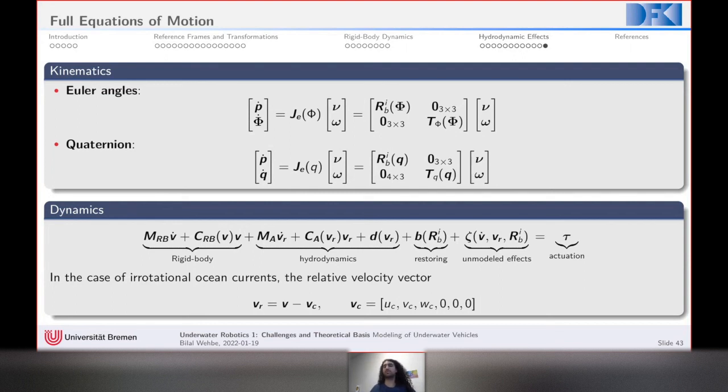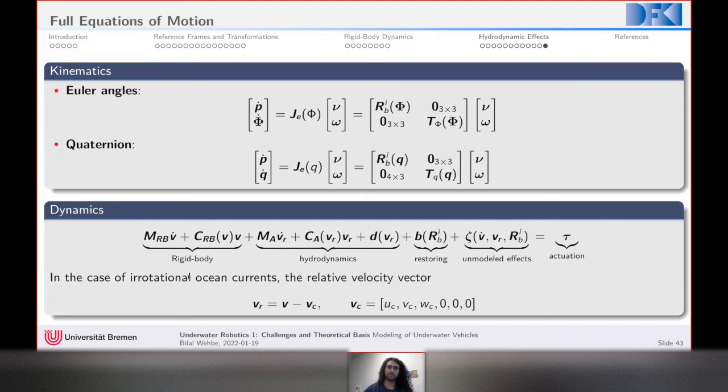If we now take all of this that we just talked about and put it into one model, we will arrive at the full equations of motion of an underwater vehicle. The kinematics part that I talked about earlier, we are only concerned with velocities and transformation between the different frames, and the dynamics part we also put together here. However, I will explain a little bit why I have this VR.